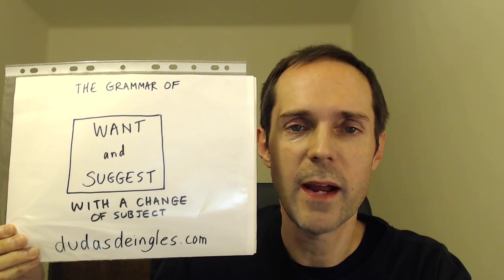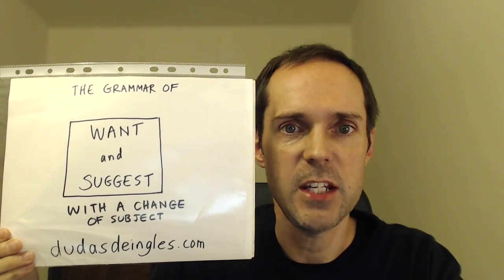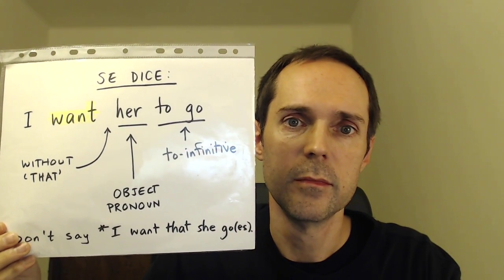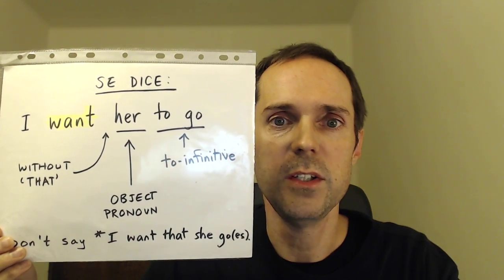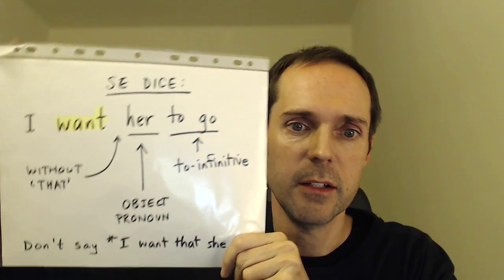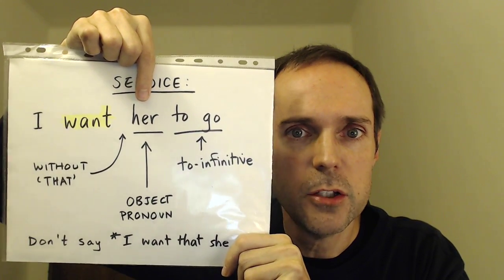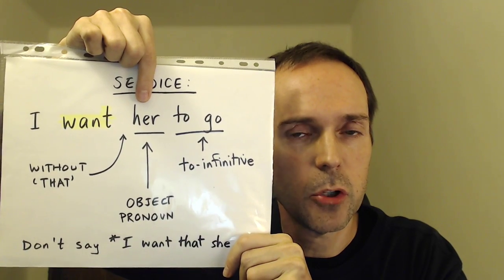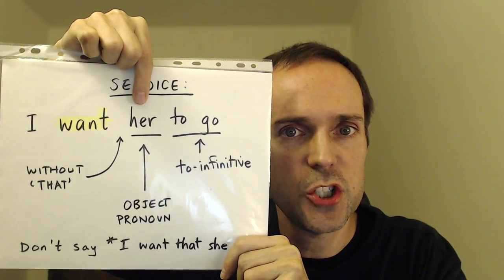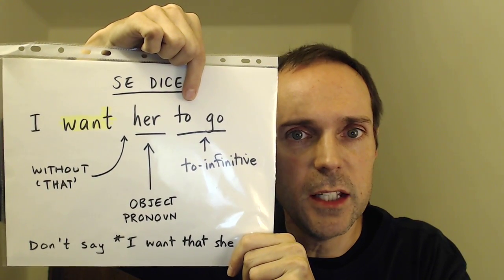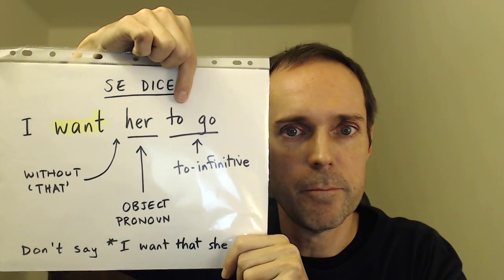Let's look at how the grammar of the verbs want and suggest differ when there's a change of subject. We say, I want her to go. Notice three things. First, we do not use the word that. Second, the second subject, if it's a pronoun, uses the object form, her, not the subject form, she. Finally, the second verb appears in the infinitive form with to.